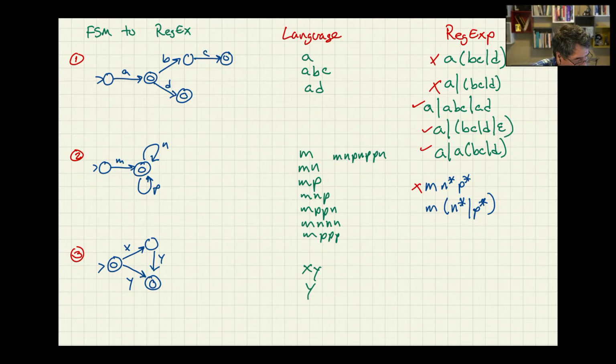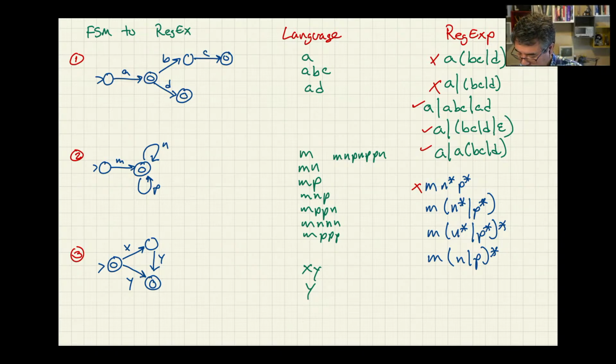So some people on YouTube, I think, are suggesting better ones. Here's one that I saw, n star or p star, and then a star on the outside. So any number of n's followed by any number of p's, and then you can just keep looping back and doing that choice over and over again. You can even simplify it a little bit and do n or p star. So pick an n, pick a p, and then just keep looping back, making those choices over and over again.